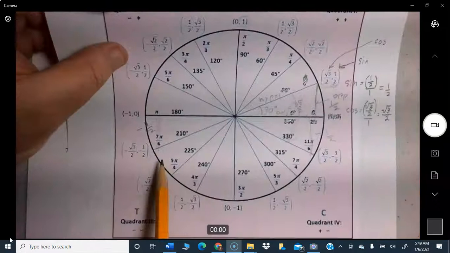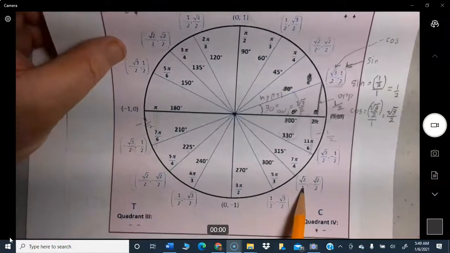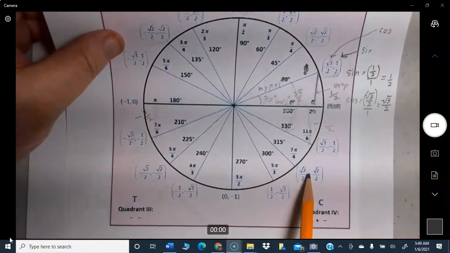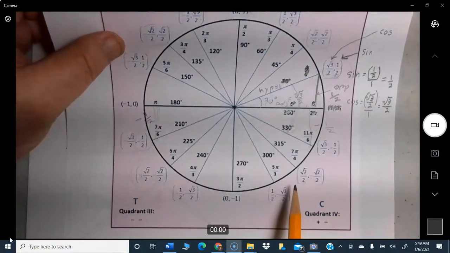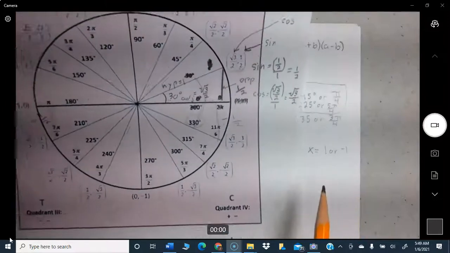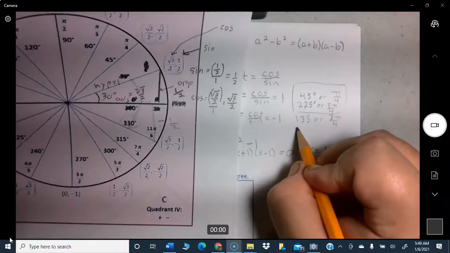And for -1, I come around, and there we go again. Square root of 2 over 2, square root of 2 over 2. This one's negative, so that's going to be a -1. When you put one of these over the other, that's going to be a -1. So that's 315.